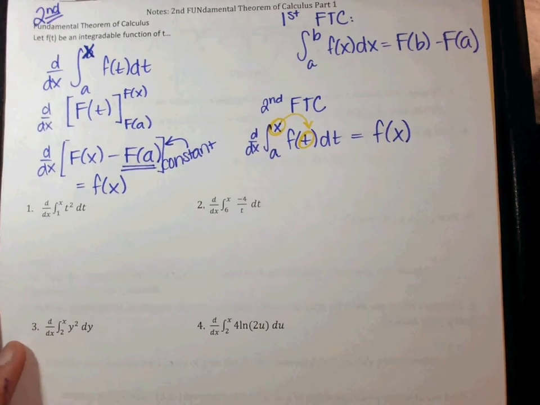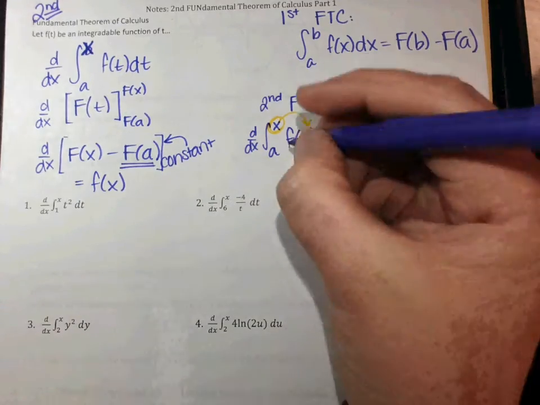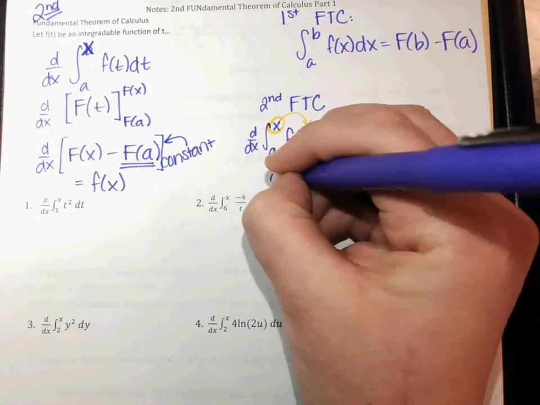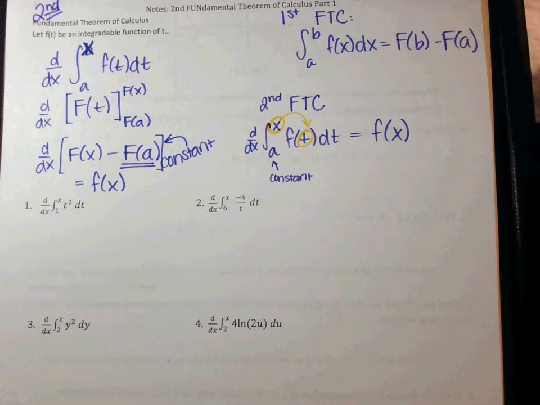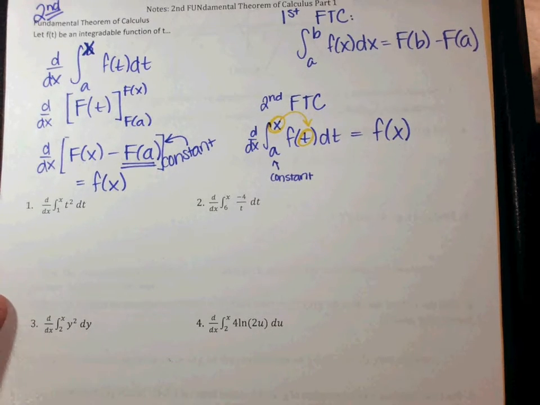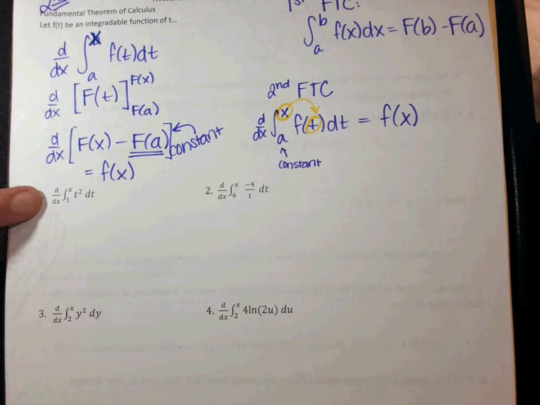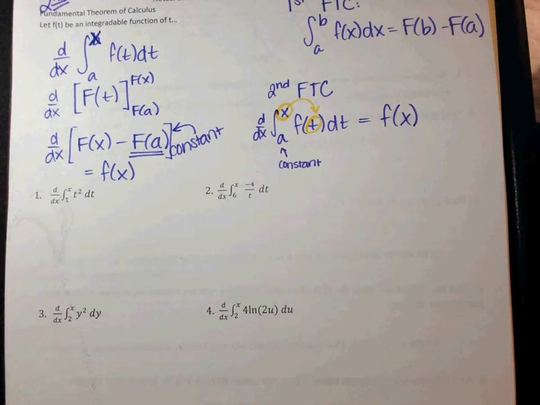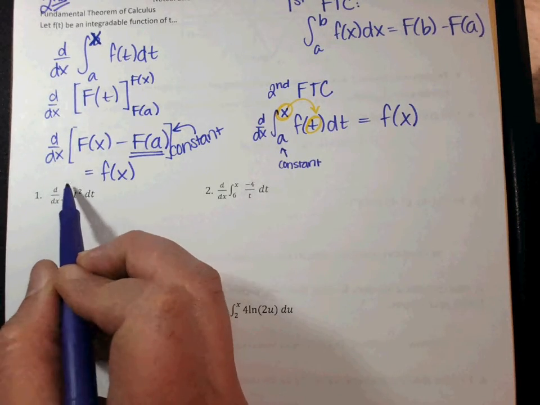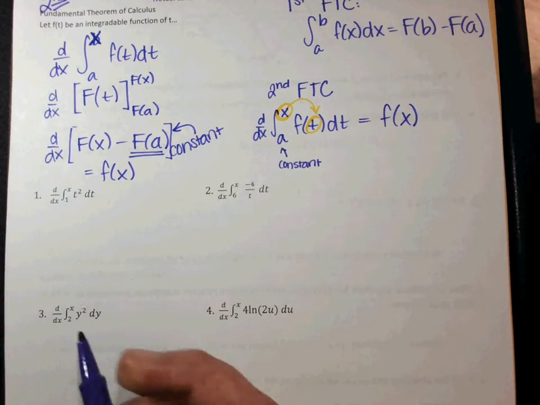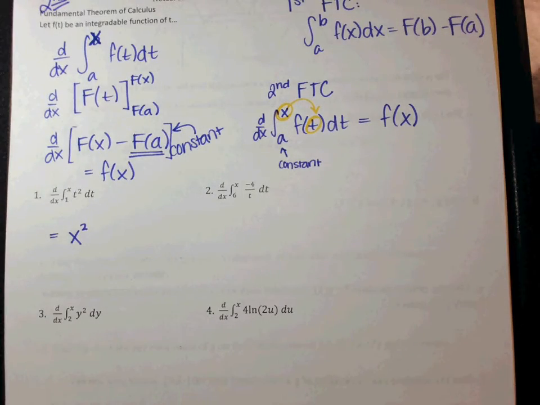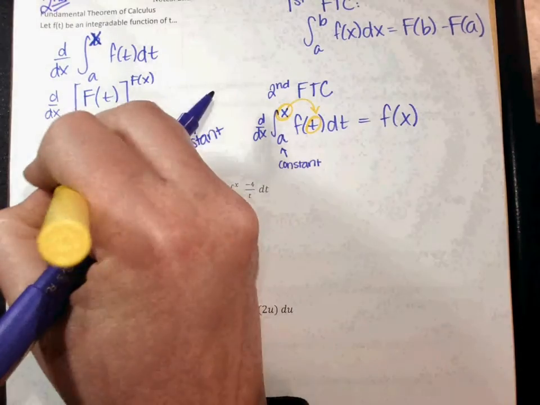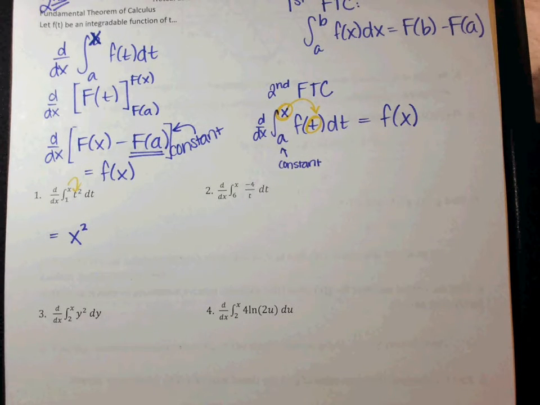So look at the first one. Now this is important. The bottom number for you to use that rule has to be a constant. What constant does not matter, but it has to be just like a normal number. So look at number 1. I'm taking the derivative of an integral from a constant to x of t squared. Then it would be x squared. What's the only difference? I went from t's to x's. Other than that, exactly the same.